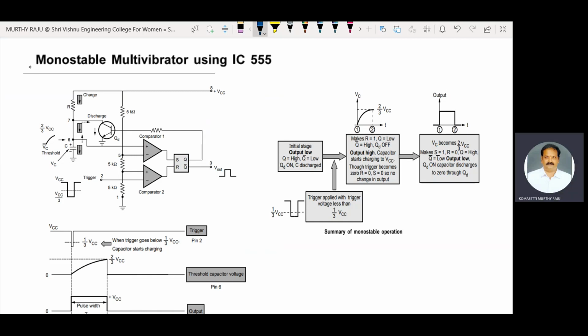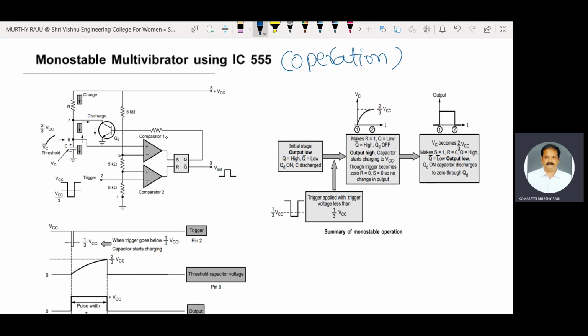In this video, I will explain the operation of a monostable multivibrator using IC 555. Here is the block diagram of the IC 555 timer.